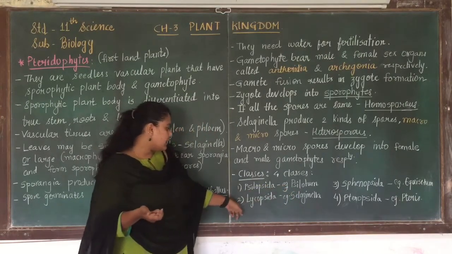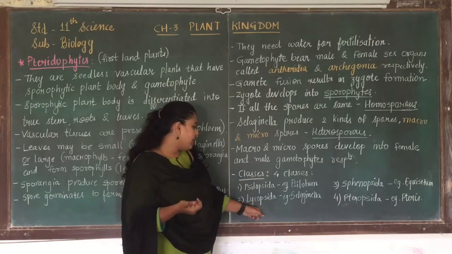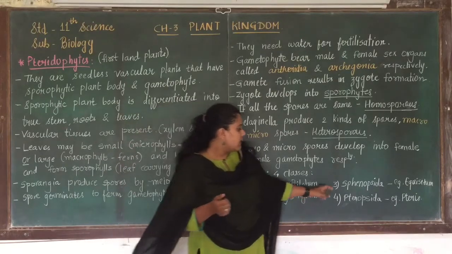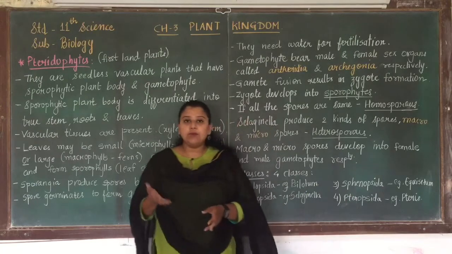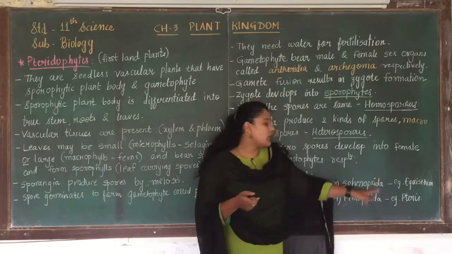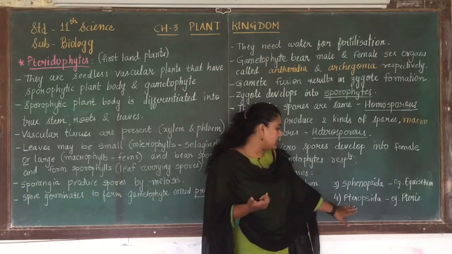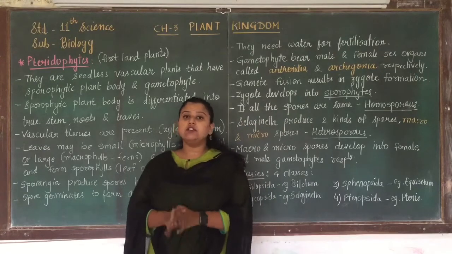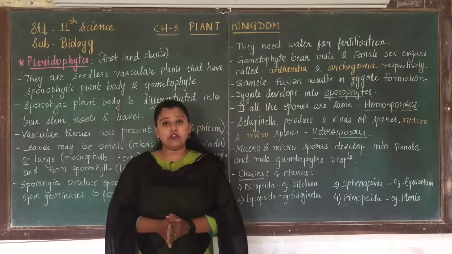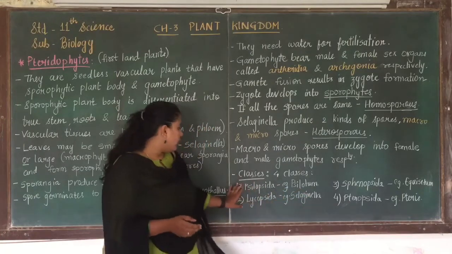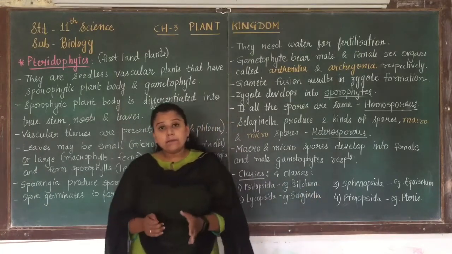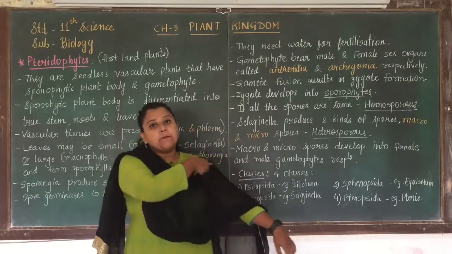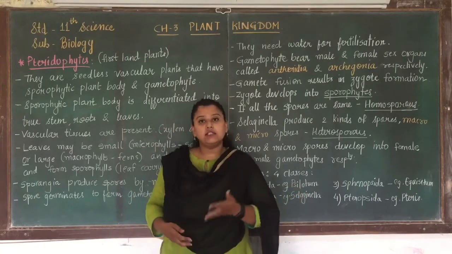The second type of class is Lycopsida, and the example of the Lycopsida is Selaginella, right? The third type of class is Sphenopsida, and the example of the Sphenopsida is Equisetum, right? And the fourth type, that is Pteropsida, the example of Pteropsida is Pteris, right? So these are the four different types of classes of pteridophytes, right? And for all of them, the examples are given. The examples of these classes can be asked in the form of MCQ, right? That which particular example is found in which class of the pteridophyte, right?